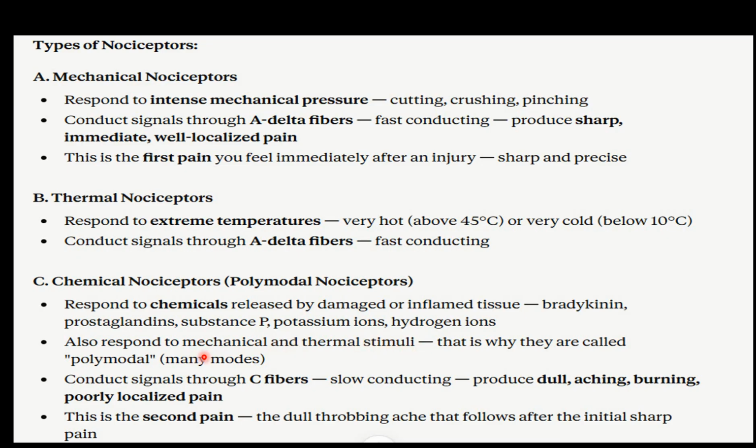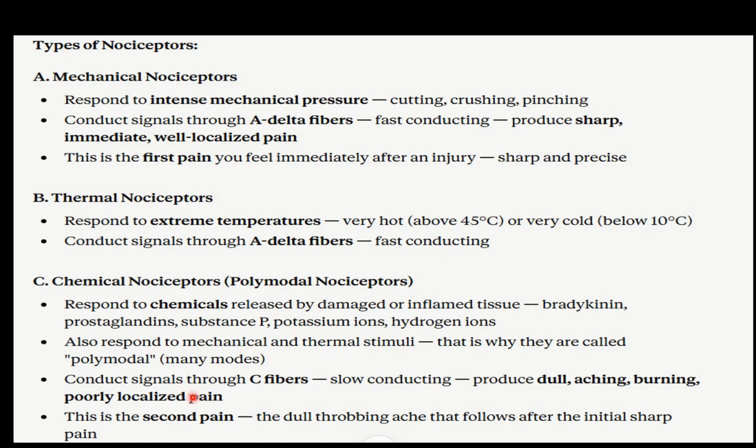Okay, they also respond to mechanical and thermal stimuli. That is why they are called polymodal. Why? Because they also respond to mechanical and thermal stimuli. That's why we are saying it is a polymodal or multimodal receptor.